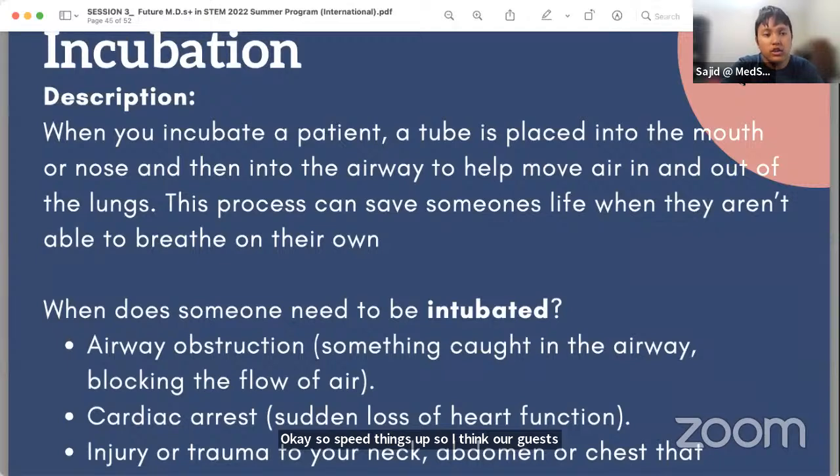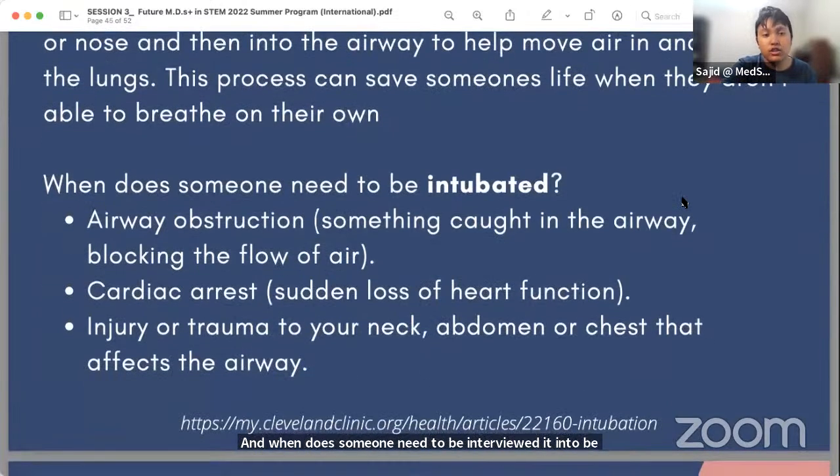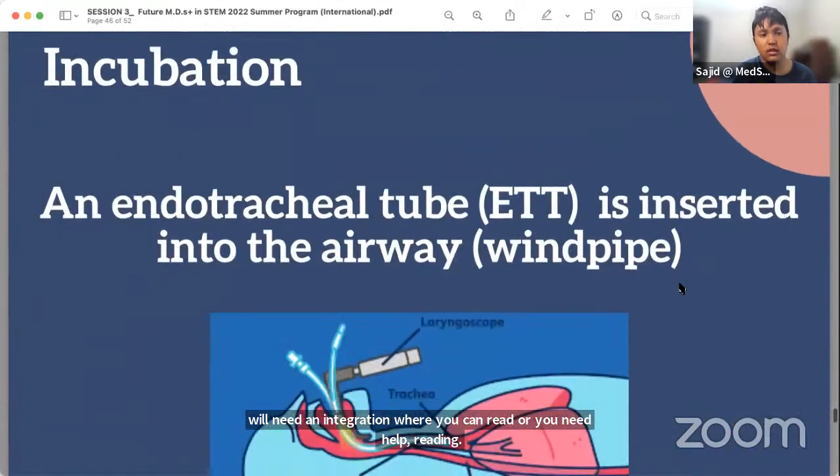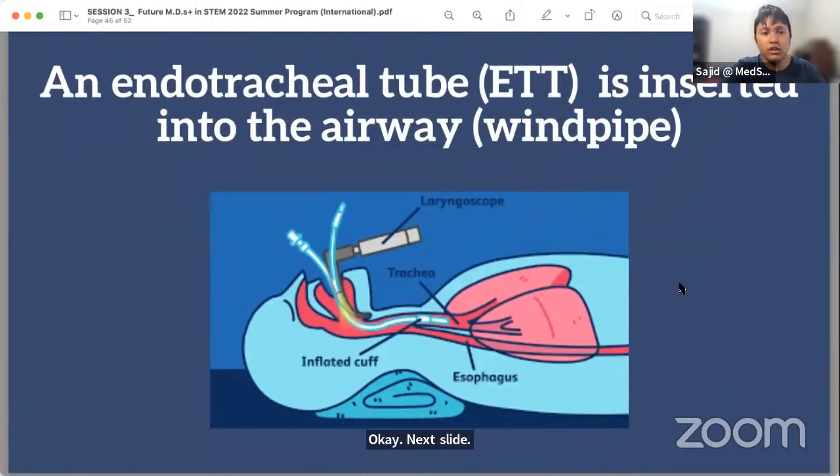Okay, intubation. This is when a tube is placed inside the mouth and helps you breathe. And when does someone need to be intubated? Airway obstruction, cardiac arrest, injury or trauma to your neck. So basically anytime it's urgent, where you can't breathe or you need help breathing, you will need an intubation. Okay, next slide. So this is an endotracheal intubation. The tube goes inside your trachea and that helps you breathe.